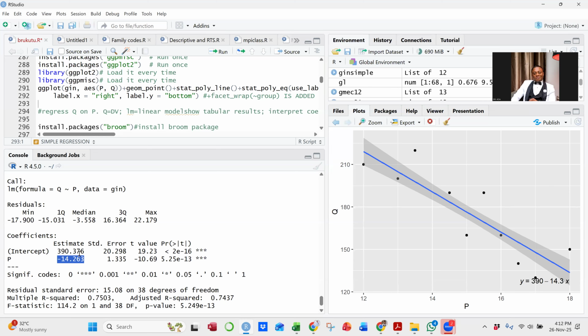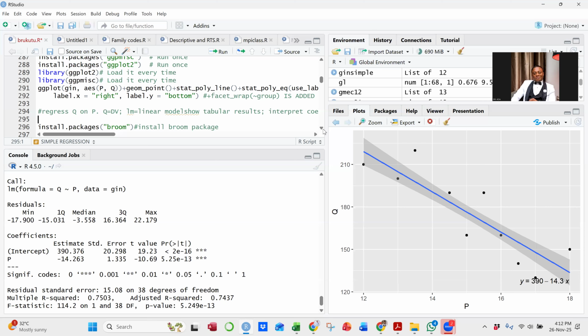Again, it just shows that a 1 unit increase in the price of gin, holding all other factors constant, will deplete the quantity demanded of gin by 14.263 units. That is what it means. But we'll come to proper interpretation when we have included all the other variables. Remember, regression is looking at the relationship between a dependent factor and multiple independent variables.